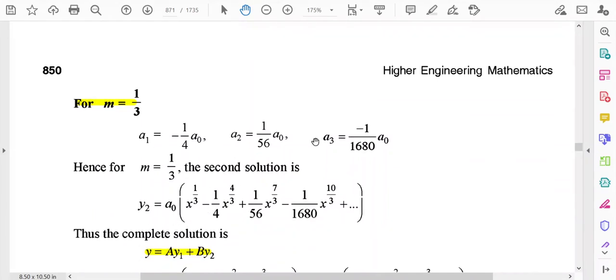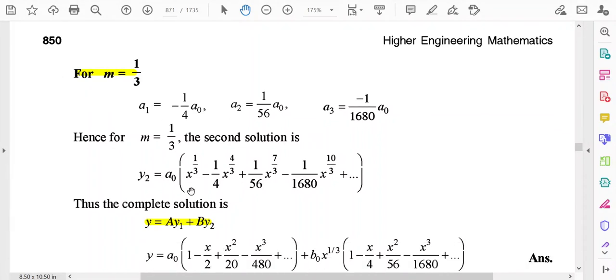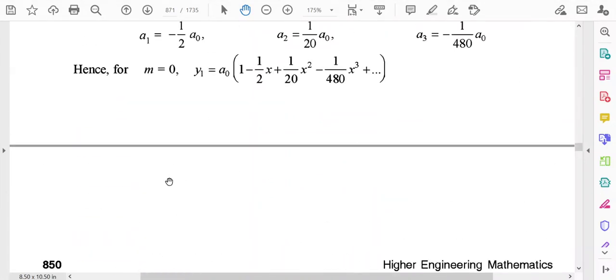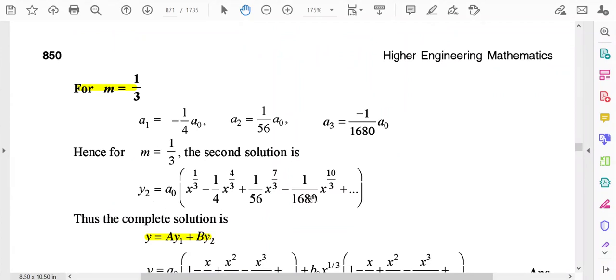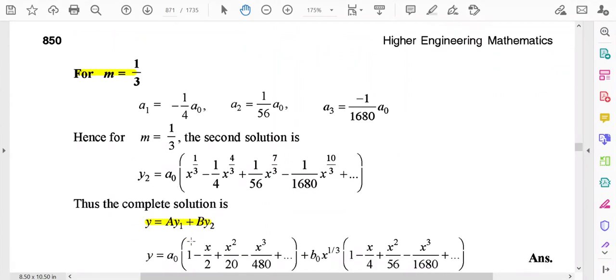So you have to put these values in the standard equation for the standard power series. Then you will obtain the second solution. So the complete solution will be y is equal to a into y1 plus b into y2, where y1 is equal to this one and y2 is equal to this one. So y is equal to a into y1 plus b into y2 is the complete solution.